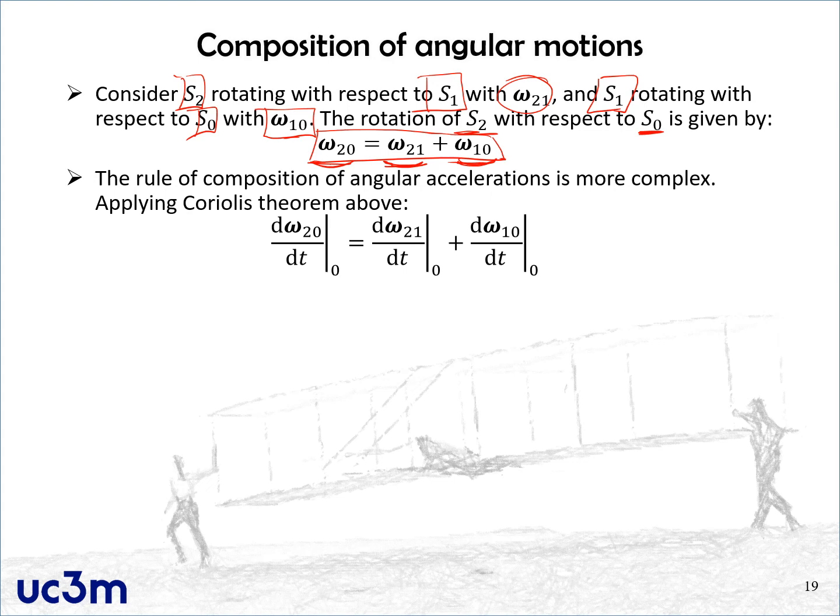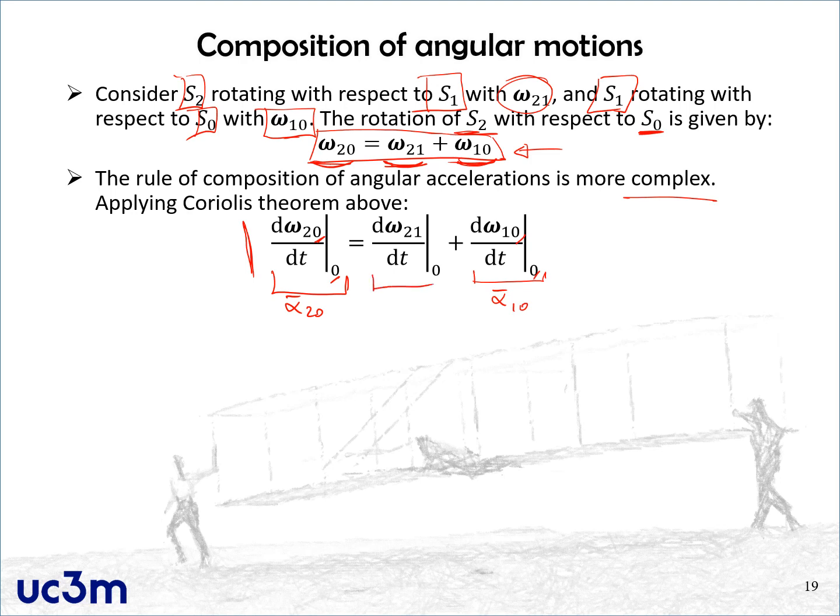The composition rule for angular accelerations is a little bit more complex. So let us start by taking derivatives with respect to reference frame 0 in this relation. If we do that, we can identify here the angular acceleration alpha 2,0, because this number and this number match. So that's our definition. And similarly, here we see alpha 1,0, because we have 0, 0.